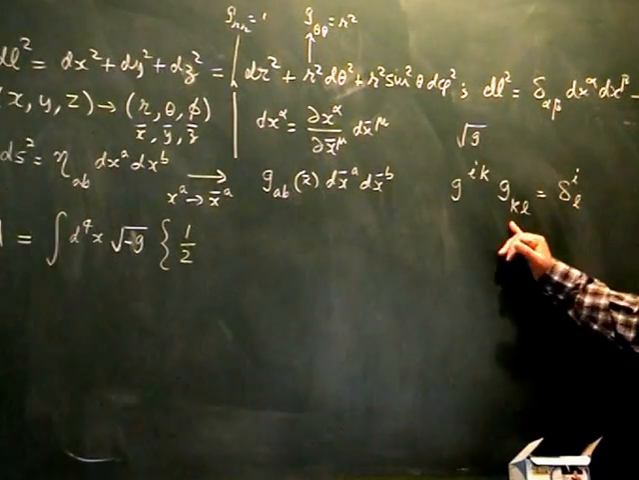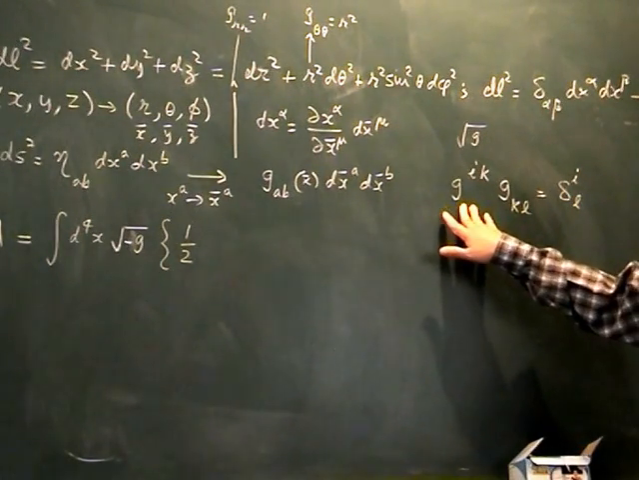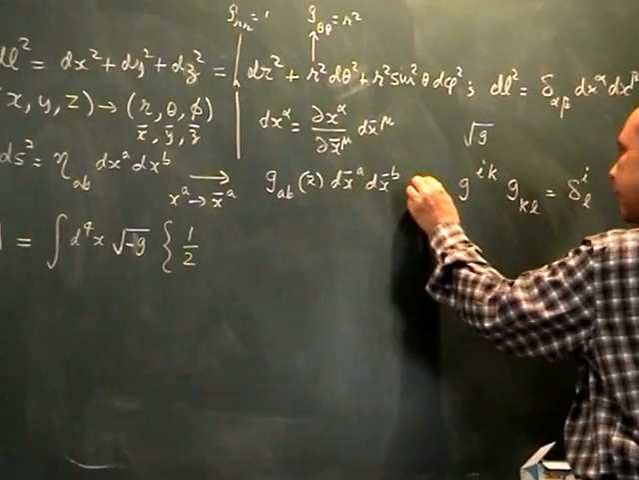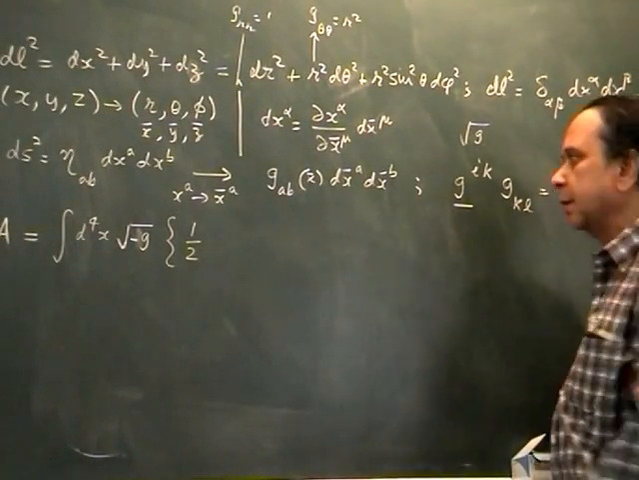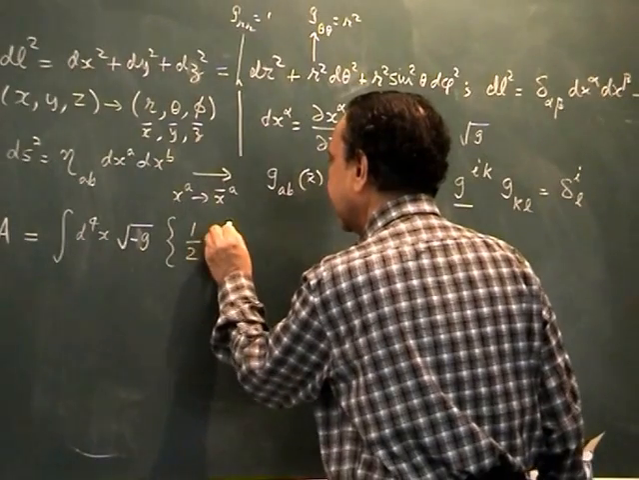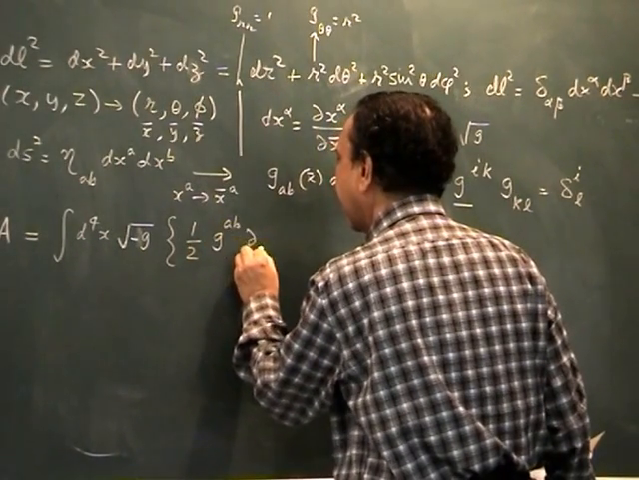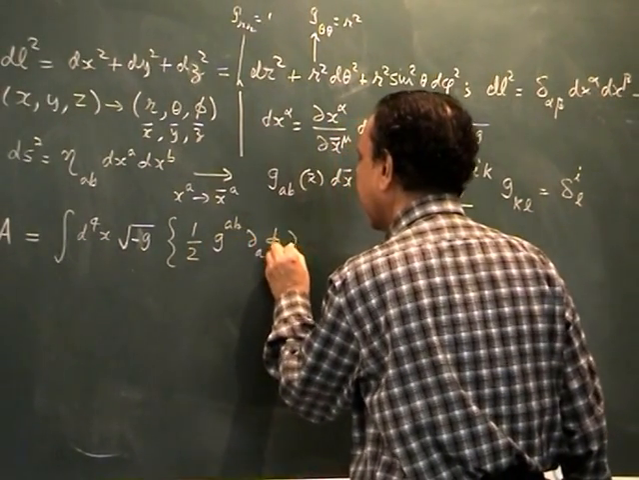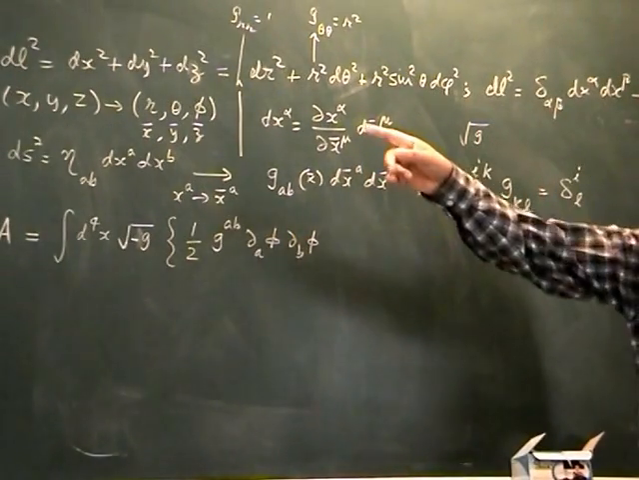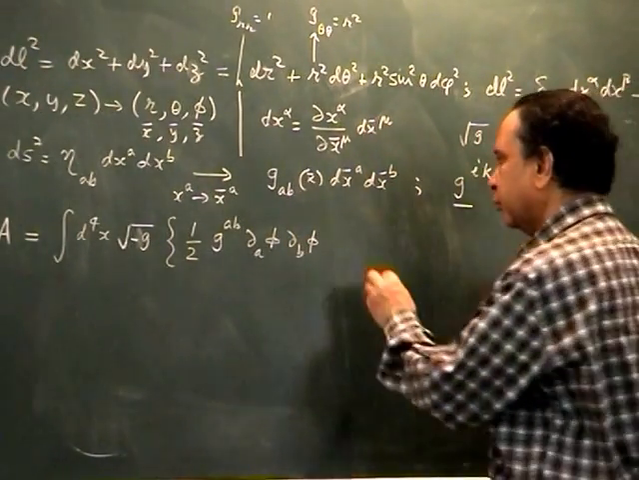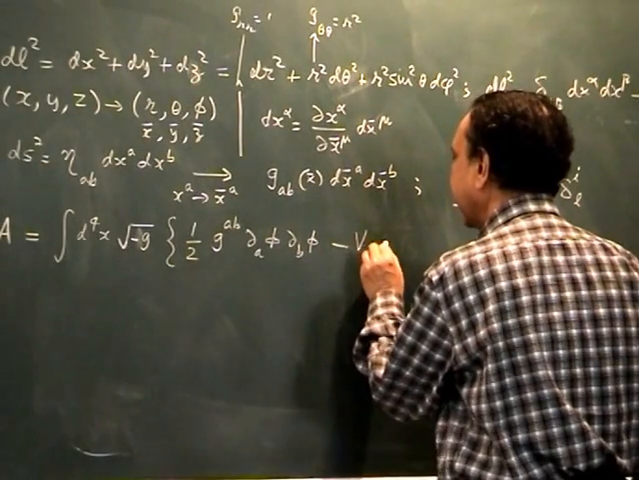So if you think of this as a matrix, this is the inverse matrix for that. So this is a definition of this quantity. Once you have got that, you go and plug that in here. It is G^{AB} ∂_A φ ∂_B φ. Then you have a potential term which was minus m² φ², which I will just write as minus V.